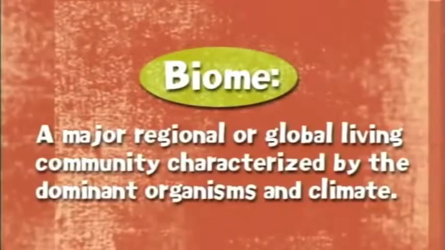So, if an ecosystem can be as small as a drop of water, we can't possibly cover all the ecosystems in the world during this program. But we can cover some of the major ecosystems on Earth, each with unique environments and living organisms. These areas are called biomes. By definition, a biome is a major regional or global living community characterized by the dominant organisms and the climate. In this program, we are going to cover 7 major biomes found on Earth.